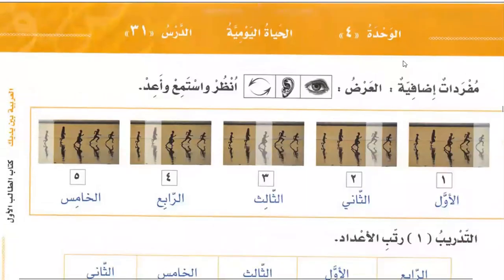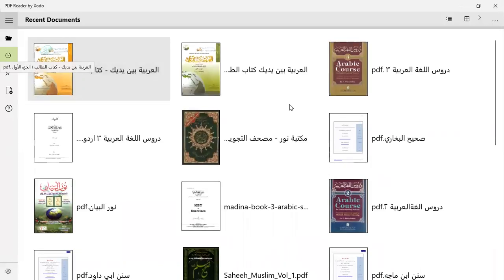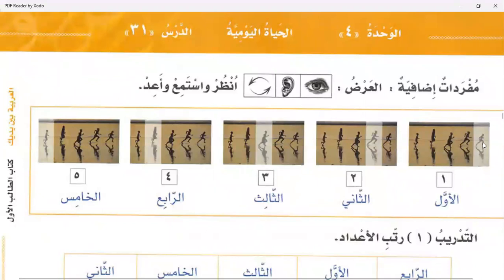Al-Wahda al-Rabia, fourth unit, Al-Hayat al-Yawmiya, daily life. Ad-Dars al-Wahid wa-Thalathun, 31st lesson, Mufradat Idafiya, additional vocabulary. Al-Ard, presentation. Unzur wastama' wa-karrir, look and listen and repeat. Today we'll start the ordinal numbers for masculine. Al-awwal means first. It is for male only. Ath-thani is second, second position, male only.